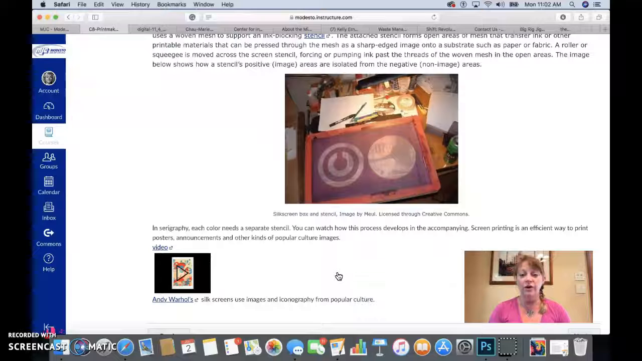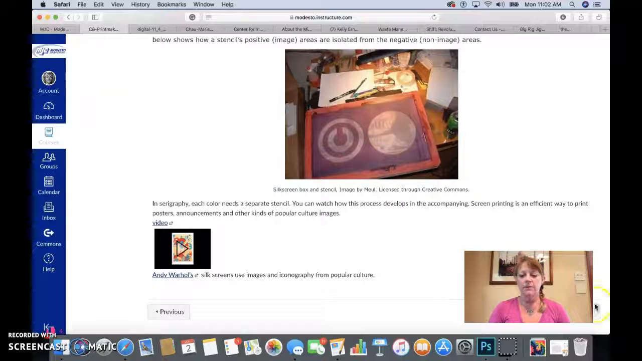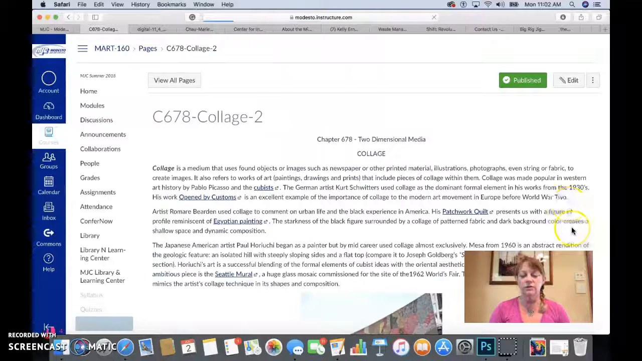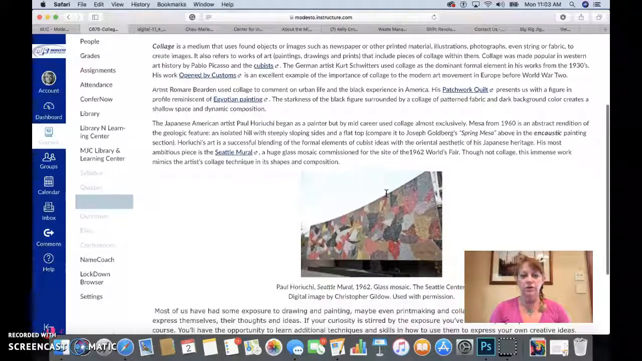Somebody like Shepard Fairey, who did the Obama poster, Hope, you would see maybe 6 or 7 screens with that. And then others can have many or fewer. So Andy Warhol, his image of Campbell soup cans, that was another screen printed image.